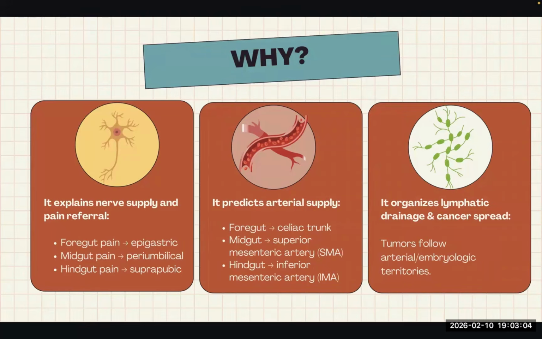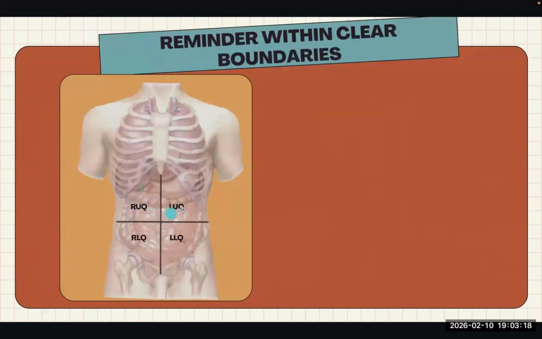If you looked at this slide and you feel like you understand nothing, that's okay, because we're going to be breaking down every single thing that I've mentioned here. Starting with the nerve supply, or the specifics of the divisions of the abdominal organs. As you know, they're divided into four quadrants: the right upper, the right lower, the left upper, and the left lower quadrants.